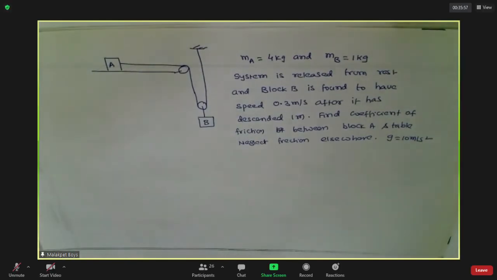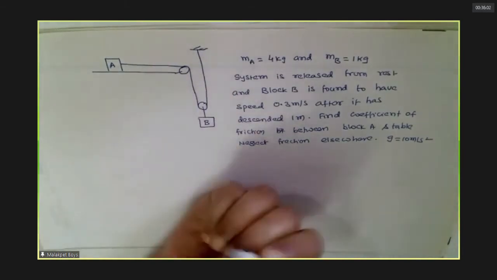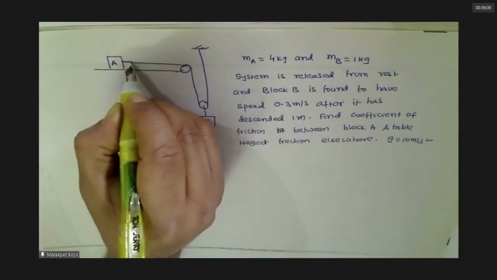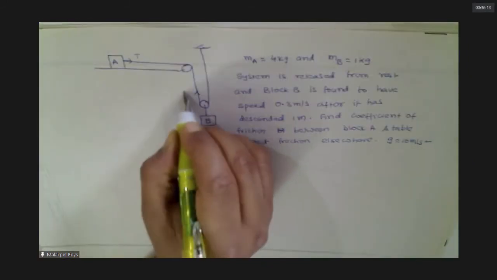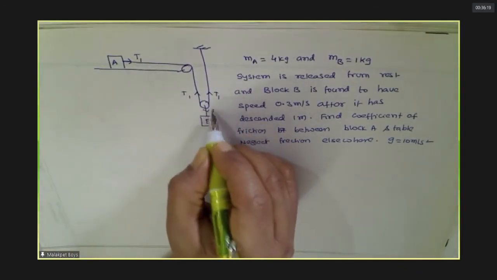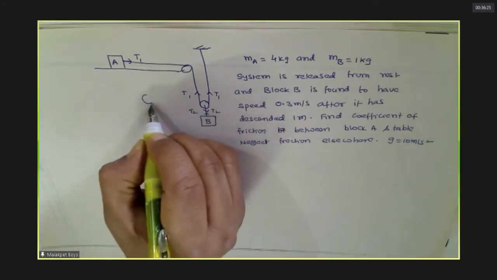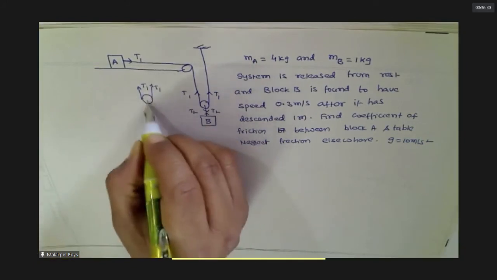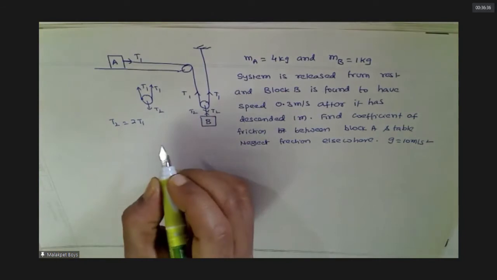Shall I do? Can you tell what are the constraint relations? What is the relation between these two? Same string, no? Sir, same. Speak something, man. This is T2. This is T2, no? Now you can see for the pulley, this is T1, this is T1, this is T2. So T2 equals two T1.